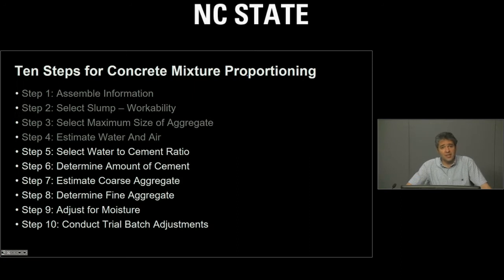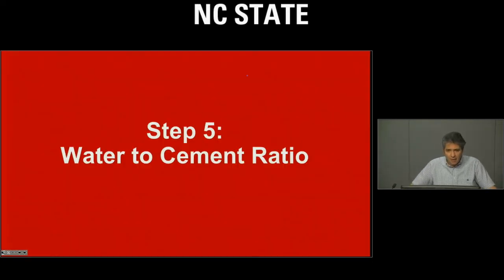We discussed previously that concrete mixture proportioning is a total of 10 steps, and we have covered the first 4 steps. If you have not watched the previous videos, please go ahead and do so before continuing and watching this video. Today we will be talking about step 5, selecting water to cement ratio. There we go. We get started here.